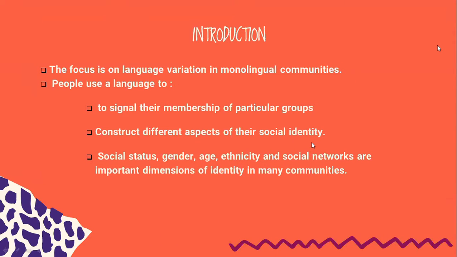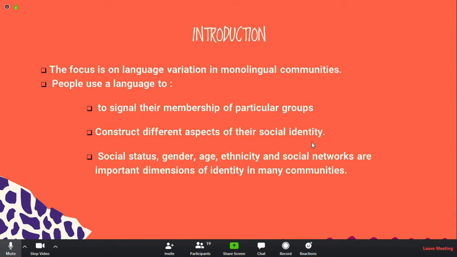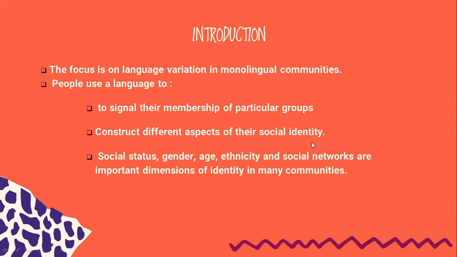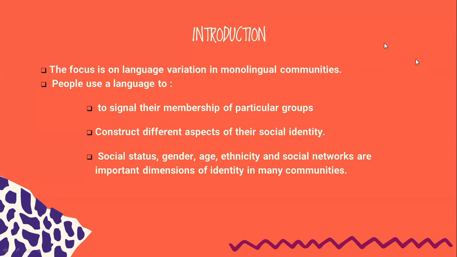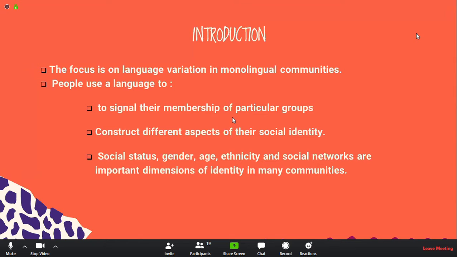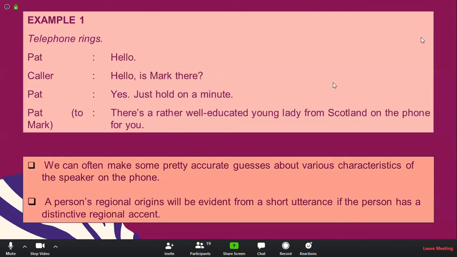So people use language to signal their membership of particular groups and to construct different aspects of the social identity. It also turns out that social status, gender, age, ethnicity, and social networks are important dimensions of our identity in many communities. In this presentation, we'll illustrate the way people use language to signal and enact such affiliations. From the first example in the book, you can turn to page 139.